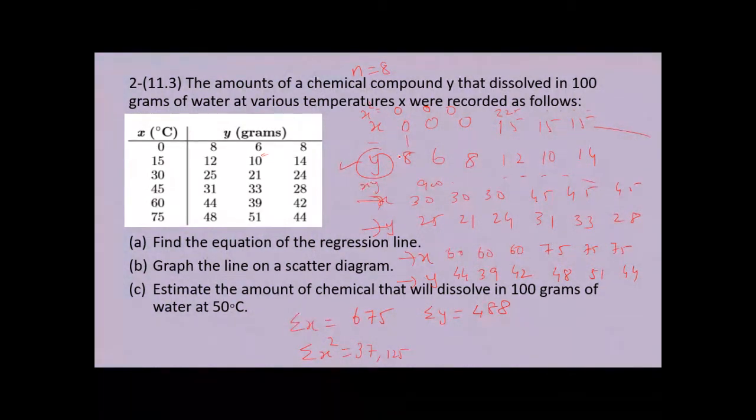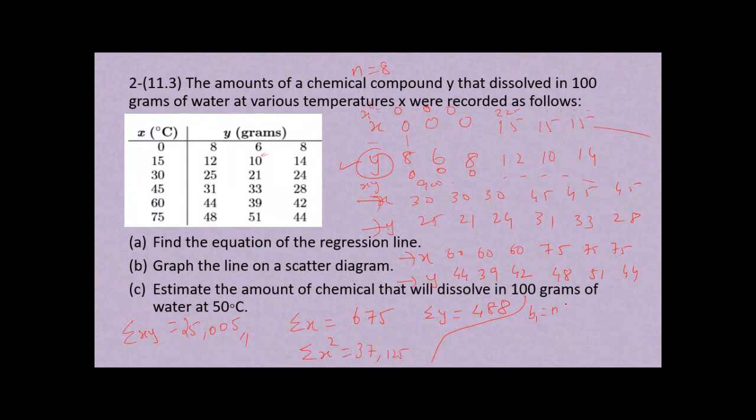Next, for every x and y, multiply x and y. Write a column for xy. This is 0, 0, 0. First three terms are 0, and then multiply 15 into 12, 15 into 10, 15 into 14, and all xy. Find xy for every pair, and then sum them up. That is summation xy, which is 25,005.